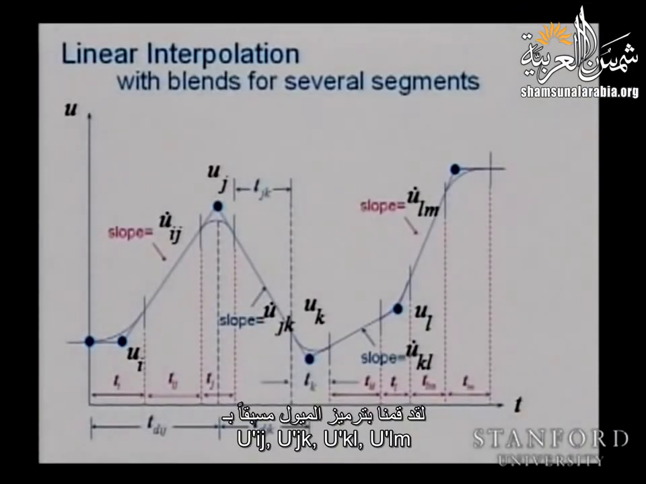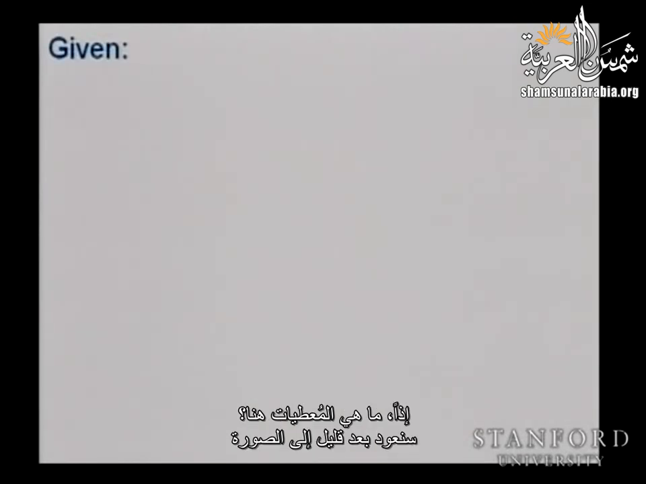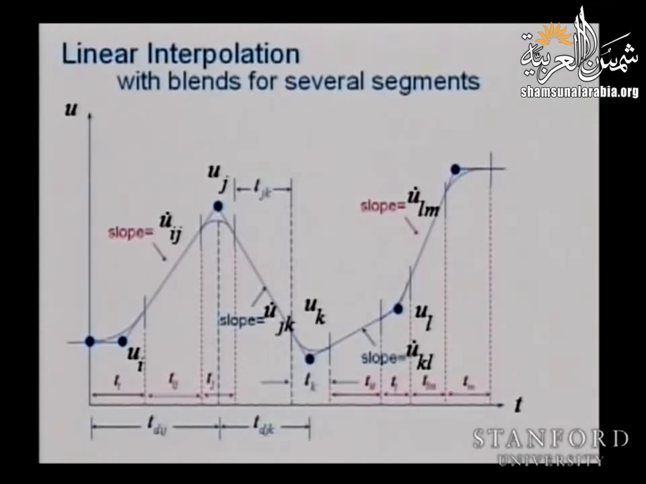The slopes we already denoted with U dot, IJ, JK, KL, LM. So what is given here? We'll come back to the picture. Actually, let's go back and look at that. What is given is the positions, U sub I, U sub J, U sub K, U sub L. Those are the points that we want to go through, right? The initial, the final point, and the intermediate points. That's one of the things that is given.